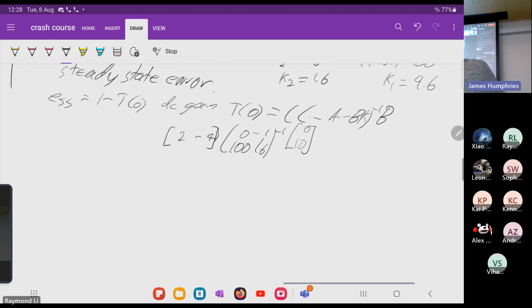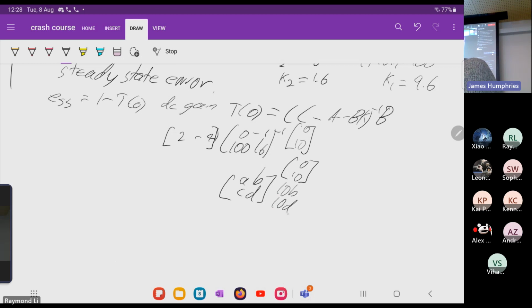Okay, and now you see here how the top one is 0, so we really don't care what the top is. Like if I have A, B, C, and D, and I'm multiplying that by 0, 10, all I'm going to be left with is 10B, 10D. Does that make sense? Because of that 0. So therefore, when I take the inverse, I don't care what's in that spot. All I will care about is what the determinant is and what's at B and what's at D. Okay, that makes sense?